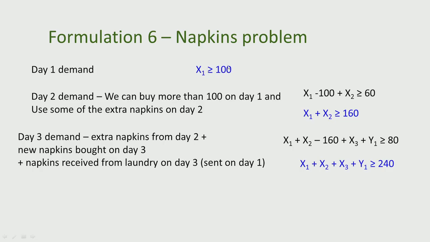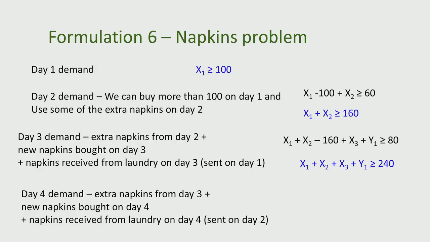You can also see a pattern emerging in the constraints. The first constraint had only x1 and the first day's demand. The second constraint has x1 plus x2 and the sum of 2 days demand. The third constraint has x1 plus x2 plus x3 plus another y1, the sum of 3 days demand. So, you can see a pattern emerging, and you will see that this pattern will continue. Now, day 4 again has 3 sources. Now, at the end of day 3, if we have unused new napkins, they can be used on day 4.